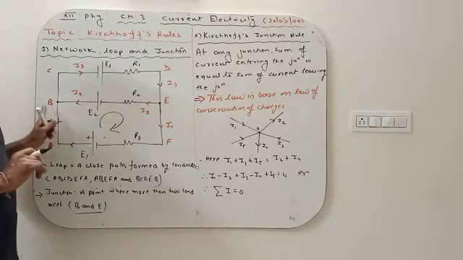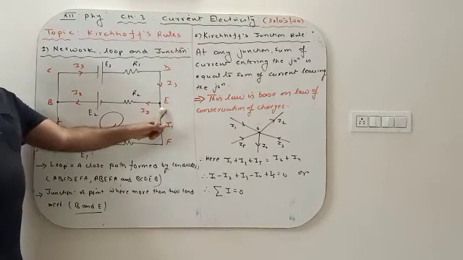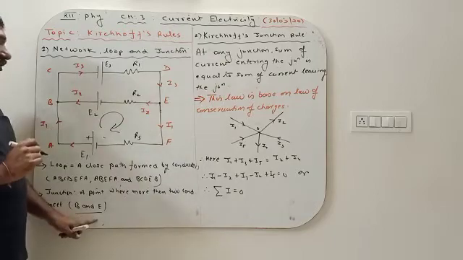तो कौन से दो junction हो गए यहाँ पे? B and E are the two junctions.